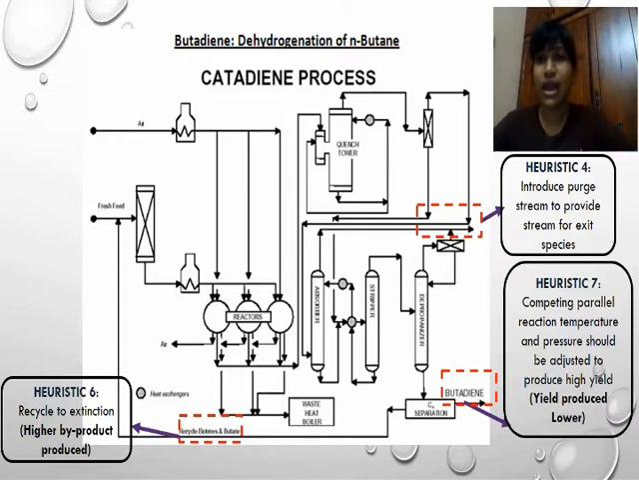Next is heuristic number 6. Recycle to extinction. However, it can be seen that higher byproducts are being produced through this process, which is completely undesired. Next will be heuristic number 7. Competing parallel reaction, therefore the temperature and the pressure should be adjusted to produce higher yield. However, through this process, it can be noted that the yield of butadiene produced is much lower compared with route A.